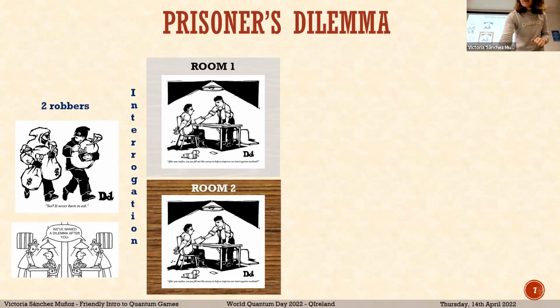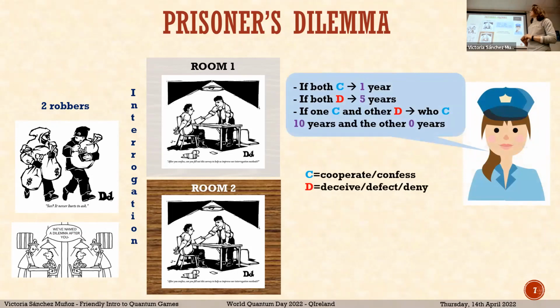Then the police officer goes there and tells them: if you both confess to the crime that we believe you have committed, then you both get 1 year in prison. If you both defect, or deny the facts, you both get 5 years in prison. And if one of you confesses and the other defects, the one who confessed gets the full sentence, 10 years, and the other is set free, gets 0 years. So this is the basic scenario of the prisoner's dilemma.